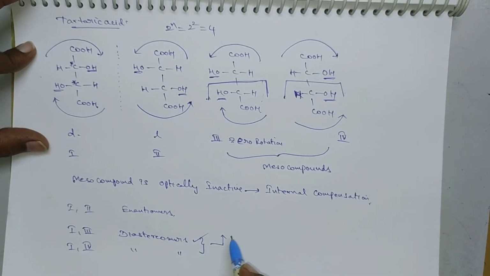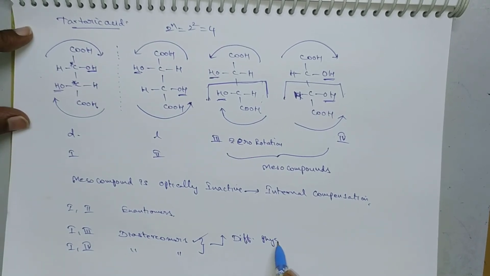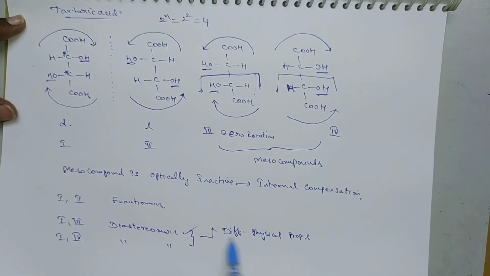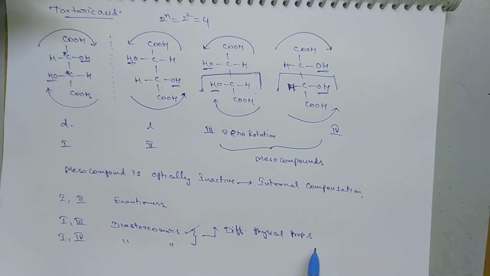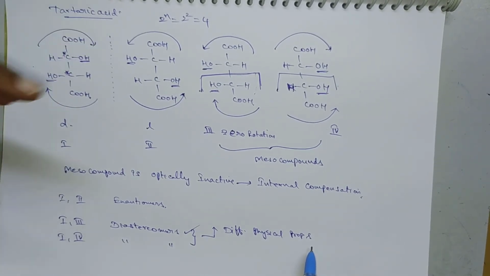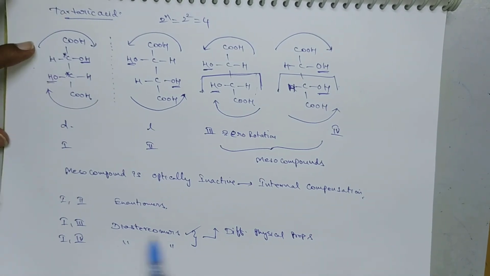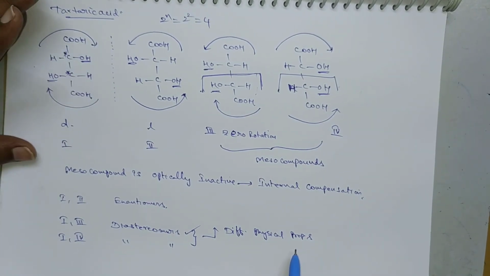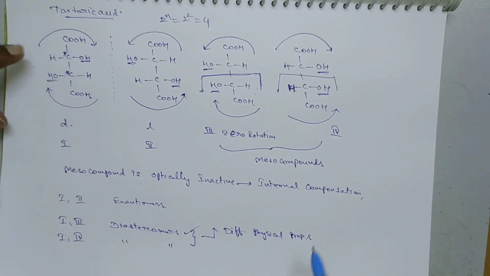So here you have to remember one point. The diastereomers will have different physical properties, whereas enantiomers will have similar physical properties. That's why the enantiomers cannot be separated by using either density, refractive index or melting point or boiling point, whereas these diastereomers can be easily separated by those properties, that is melting point or refractive index or density. So remember, the diastereomers will have different physical properties.